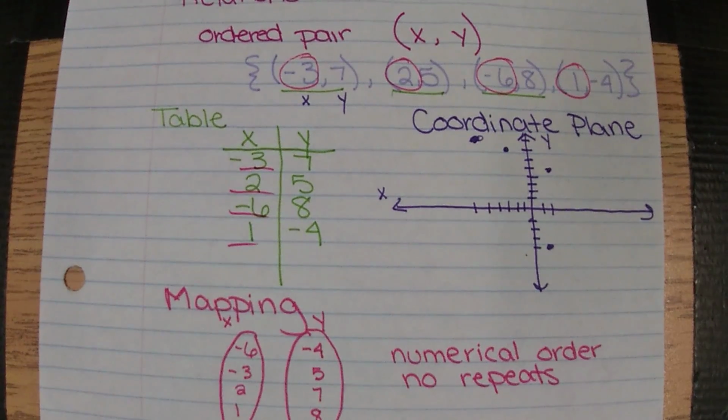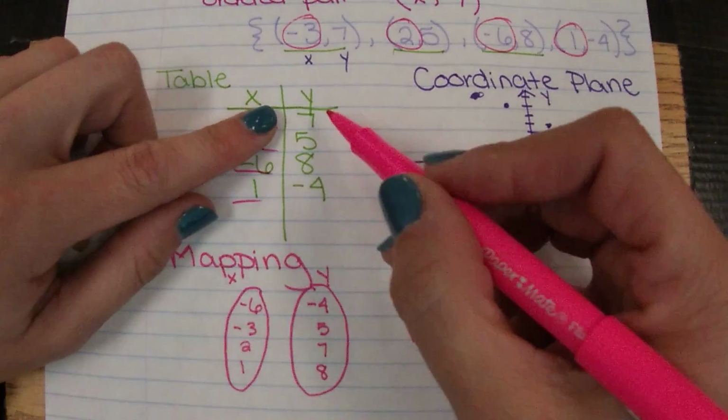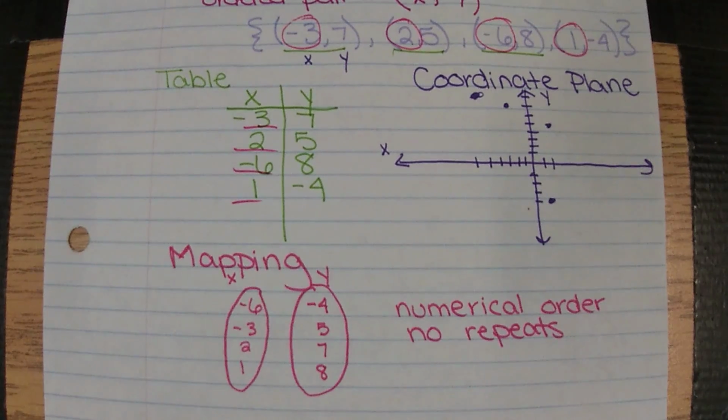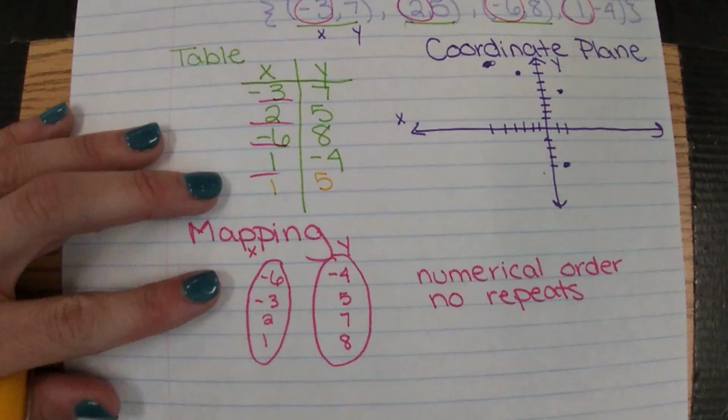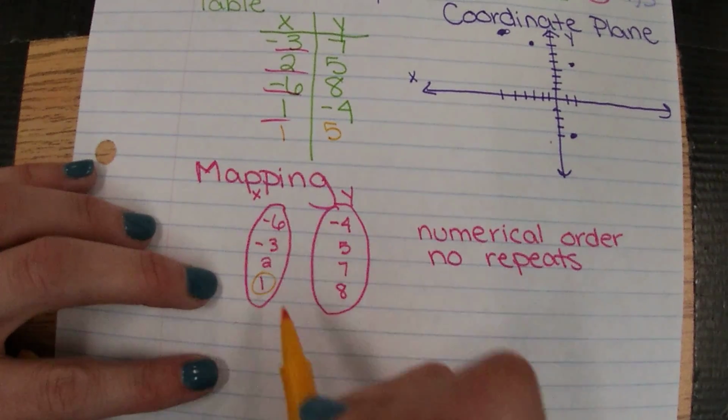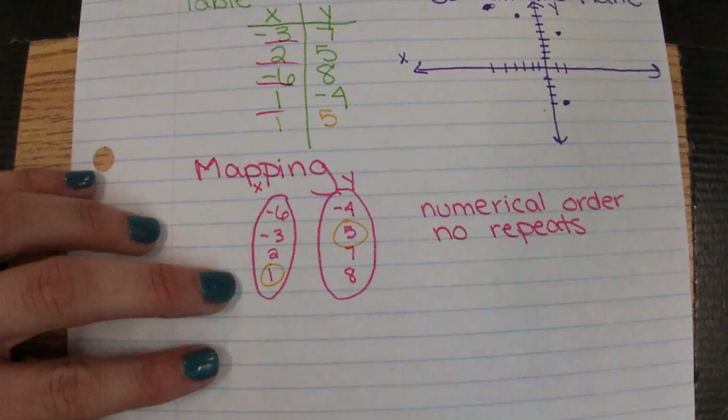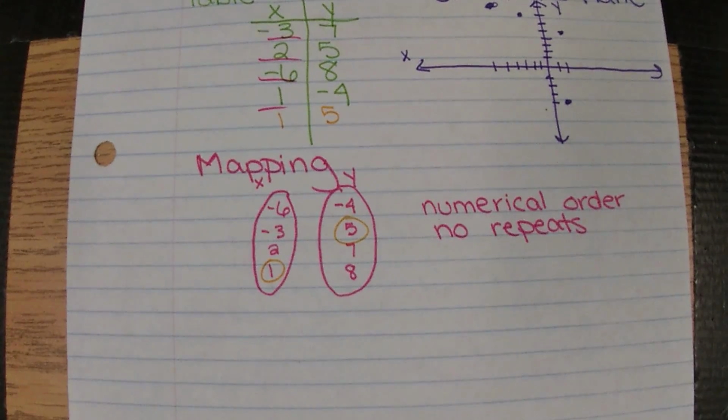Now the key here is that if I had another pair, so let's just pretend for a second that in this table I also had the ordered pair (1, 5), I would not write down 1 twice, nor would I write down 5 twice. I'm only writing it once.